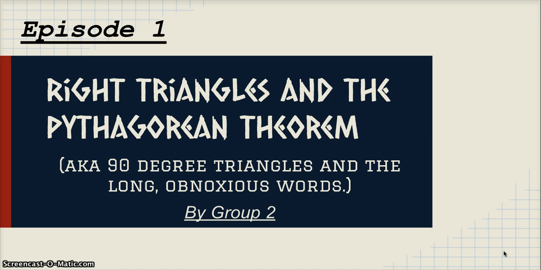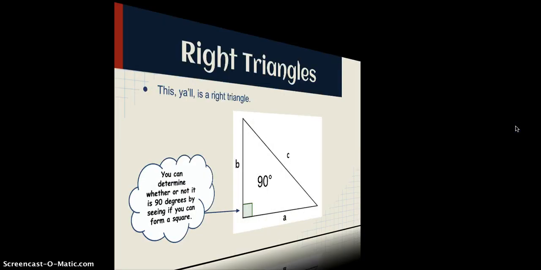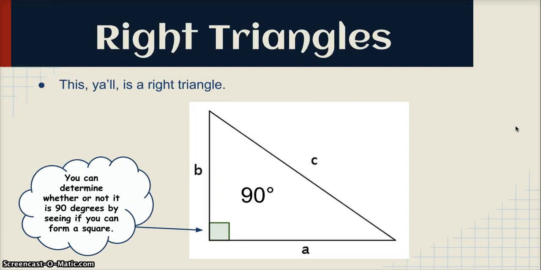Alright, so episode 1: right triangles and the Pythagorean Theorem, also known as 90-degree triangles and the long obnoxious words. To get into it, right triangles are triangles that form a 90-degree angle, like right here. This square is an indicator that it is a 90-degree angle. You can draw that if it is.